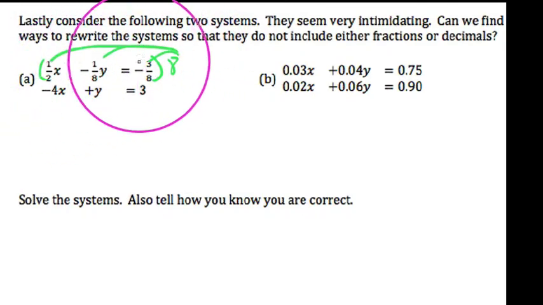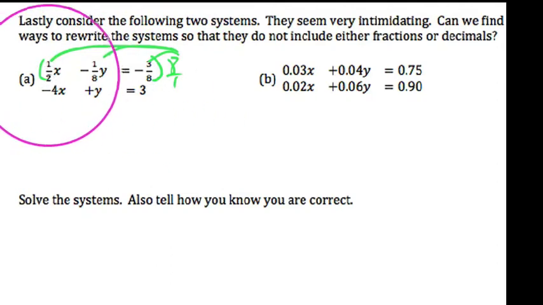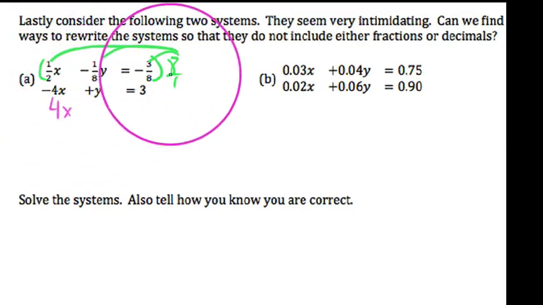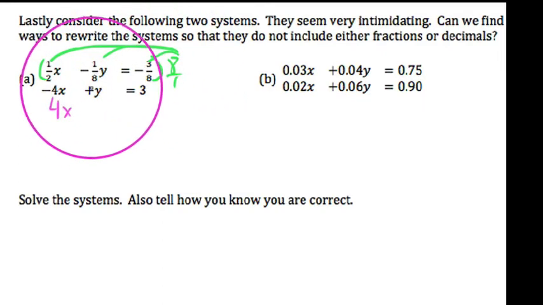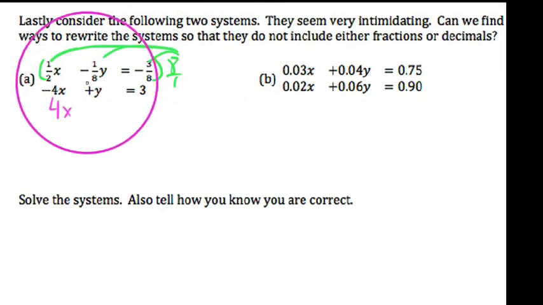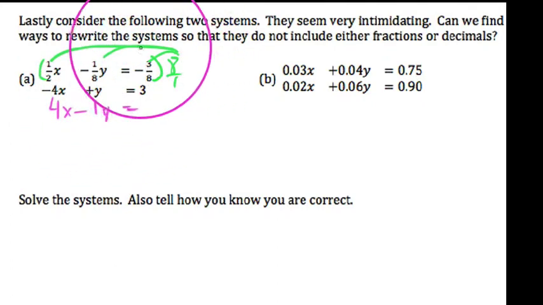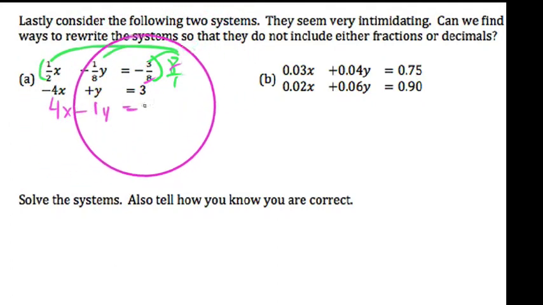What you start to see happening is that it eliminates the denominator. I would get 8 over 1 times 1 over 2, which is half of 8, which is basically 4. I would get 4x. 8 times 1/8, its reciprocal, is going to be 1. So I get minus 1y, and then 8 times this over here, the 8's cancel out, and I get left with negative 3.